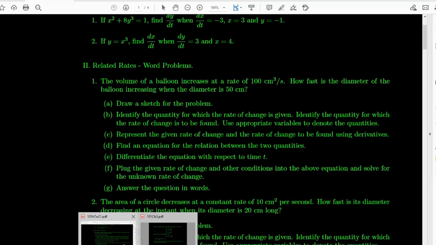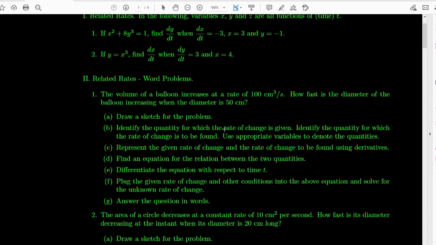To answer the question in words, you have to look at the question. The question we're trying to answer is how fast the diameter of the balloon is increasing when the diameter is 50 centimeters long, right? Answer that question. I could also phrase it as: at what rate is the diameter increasing when the diameter is 50 centimeters long. How fast means at what rate. So that makes sense?